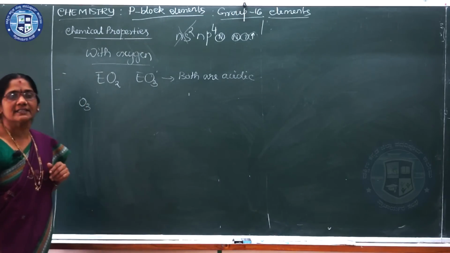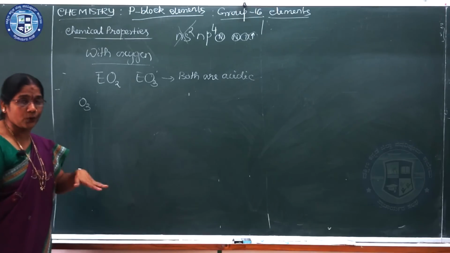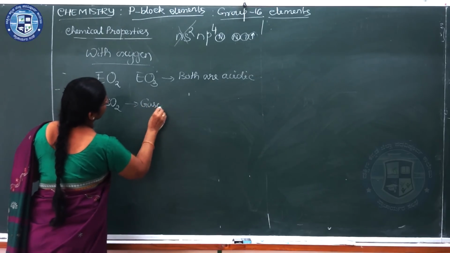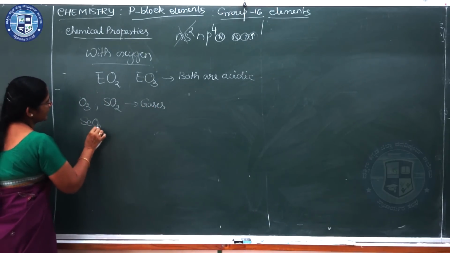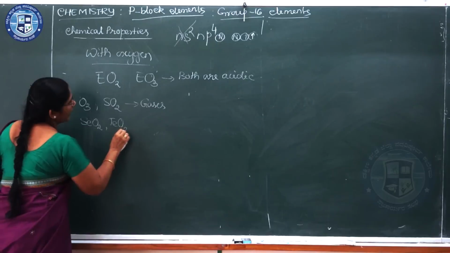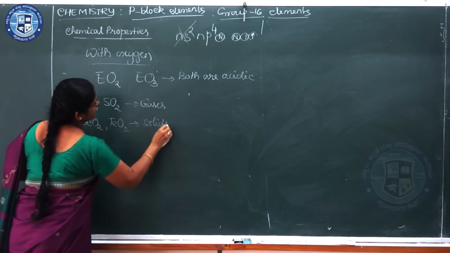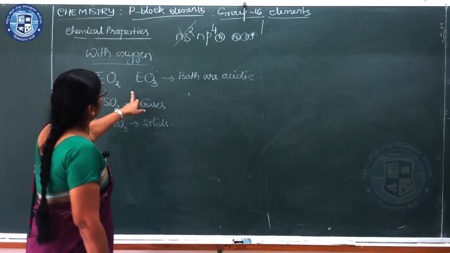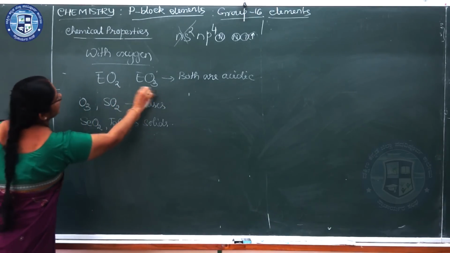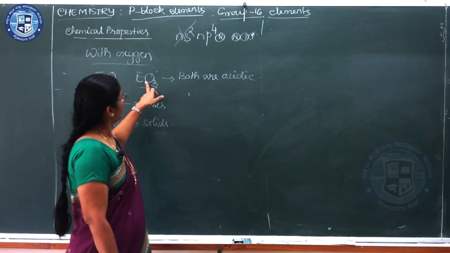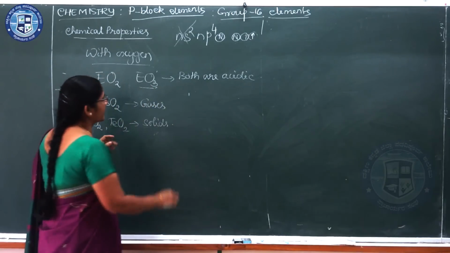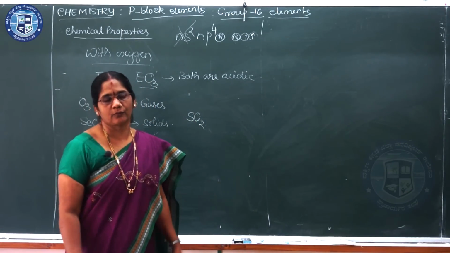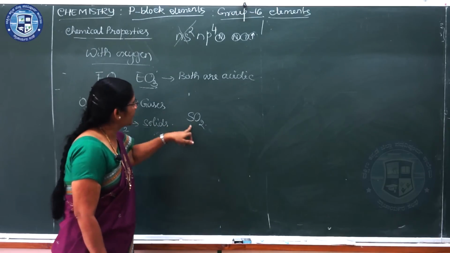O3, which is considered as oxygen dioxide, like O3, and SO2 are gases, and the remaining two, selenium and tellurium dioxide, are solids. Okay, then these EO2 act as reducing agents, and the reducing character decreases as you move down from sulfur to tellurium. The reducing property decreases down the group.